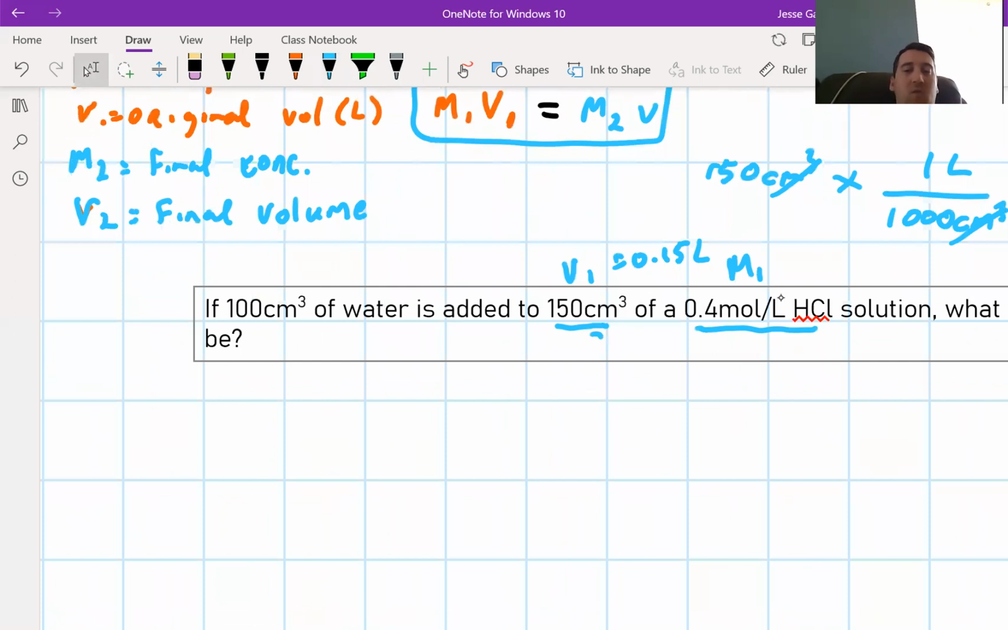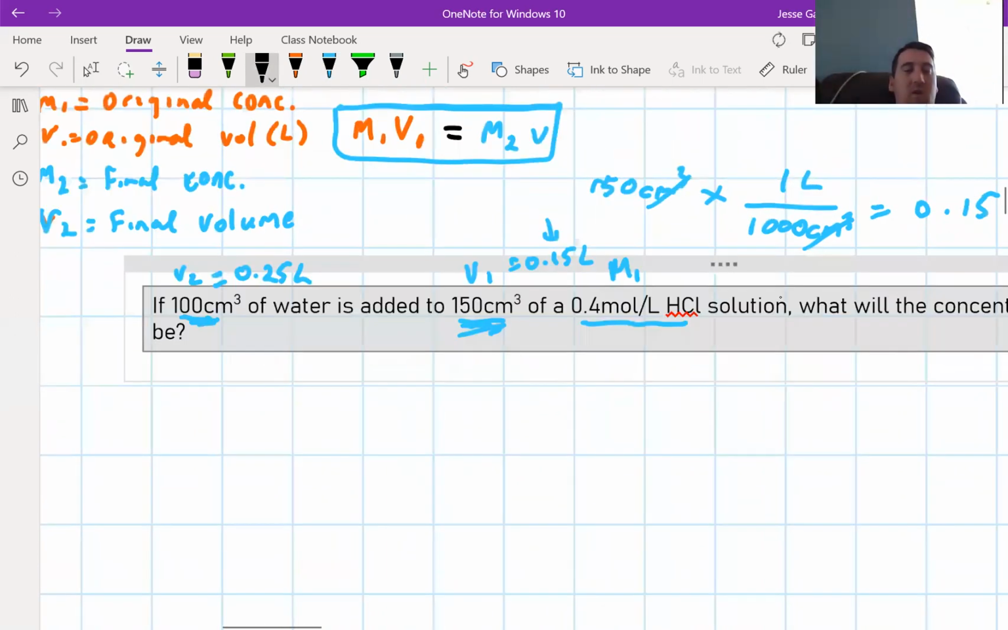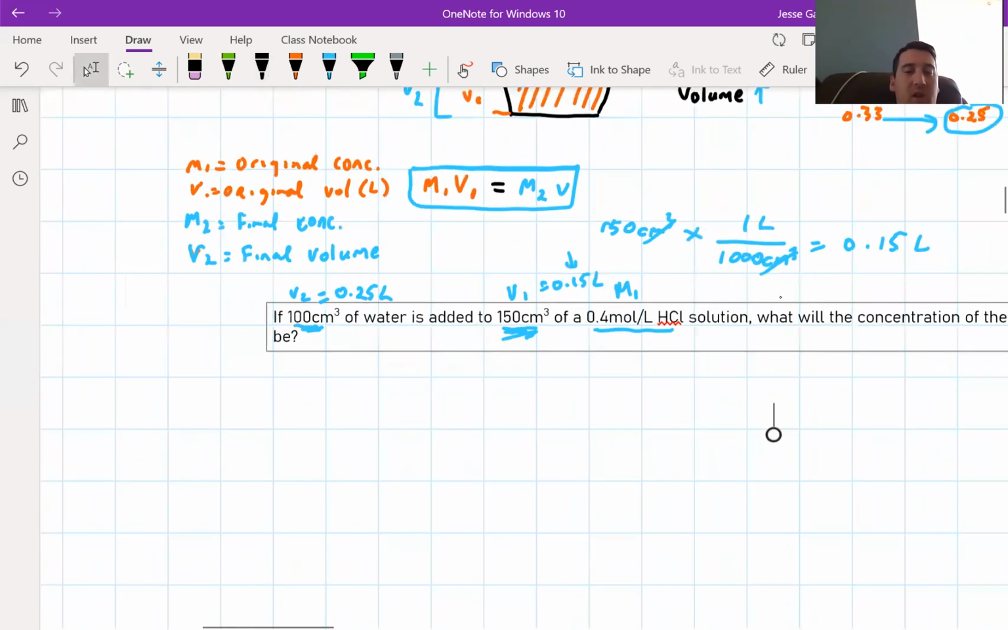Now, we know M1 and we know V1. It says 100 centimeters cubed is added to that, so we can work out V2. V2 is not going to be 100 centimeters cubed, because V1 was already 150 centimeters cubed and we're adding 100 more. So V2 is the original volume plus another 100 mils, which gives us 0.25 liters. So now we have V2, V1, and M1, and we're missing one variable, which is what we want. We only ever want to be missing one variable in order to solve it.